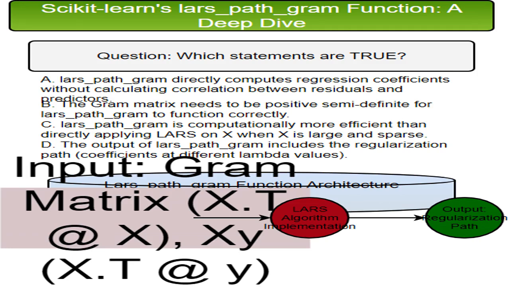The lars_path_gram function takes two inputs: the gram matrix, X^T X, which is the transpose of the design matrix X multiplied by X, and Xy, X^T y, which is the transpose of X multiplied by the response vector Y. These are crucial for efficient calculation within the LARS algorithm.